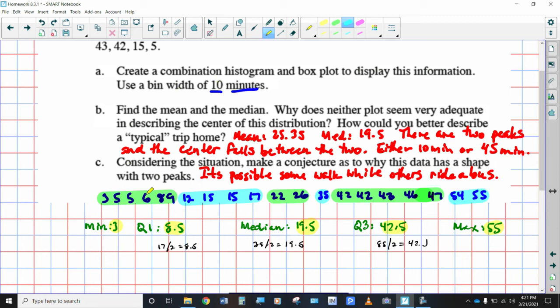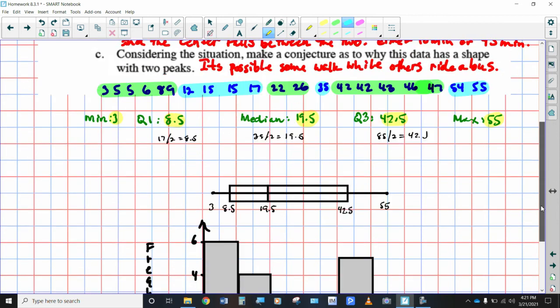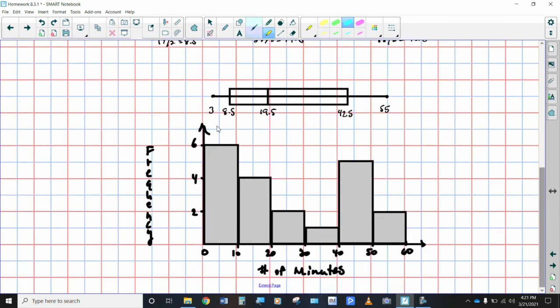So it looks like we got 1, 2, 3, 4, 5, 6 students recorded times to get home between 0 and 10 minutes. Technically, the 10-minute person would go in here, but there isn't a 10-minute person, so you got a total of 6 of them. Here you got a total of 4, you got a total of 2, total of 1, total of 5, and a total of 2. So when we put this into a histogram, here we had 6 people who took between 0 and 9 minutes to get home. Here we've got 4 people who took between 10 and 19 minutes. Here we've got 2 people. Here we've got 1 person. Here we've got 5 people, and here we have 2 people.